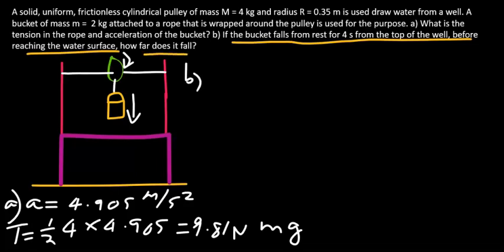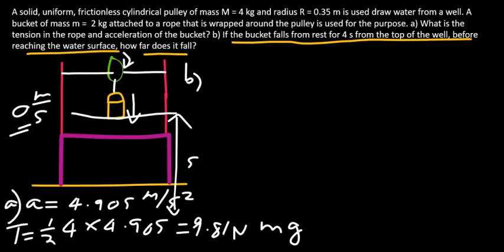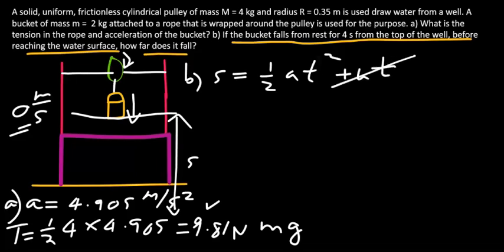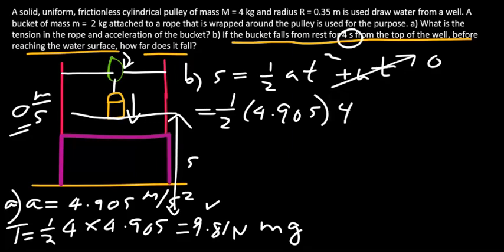We can use kinematics. So assume that this is the starting level where the speed is 0 meters per second for the bucket, and then it falls, let's say, to a certain height s. Because it has an initial speed of 0, we can use the kinematics equation. The acceleration is constant. We have found the acceleration to be that. So s is half at squared plus ut. So that goes away because u is 0. So half a is 4.905. t is 4, so 4 squared. And the answer is 39.24 meters.